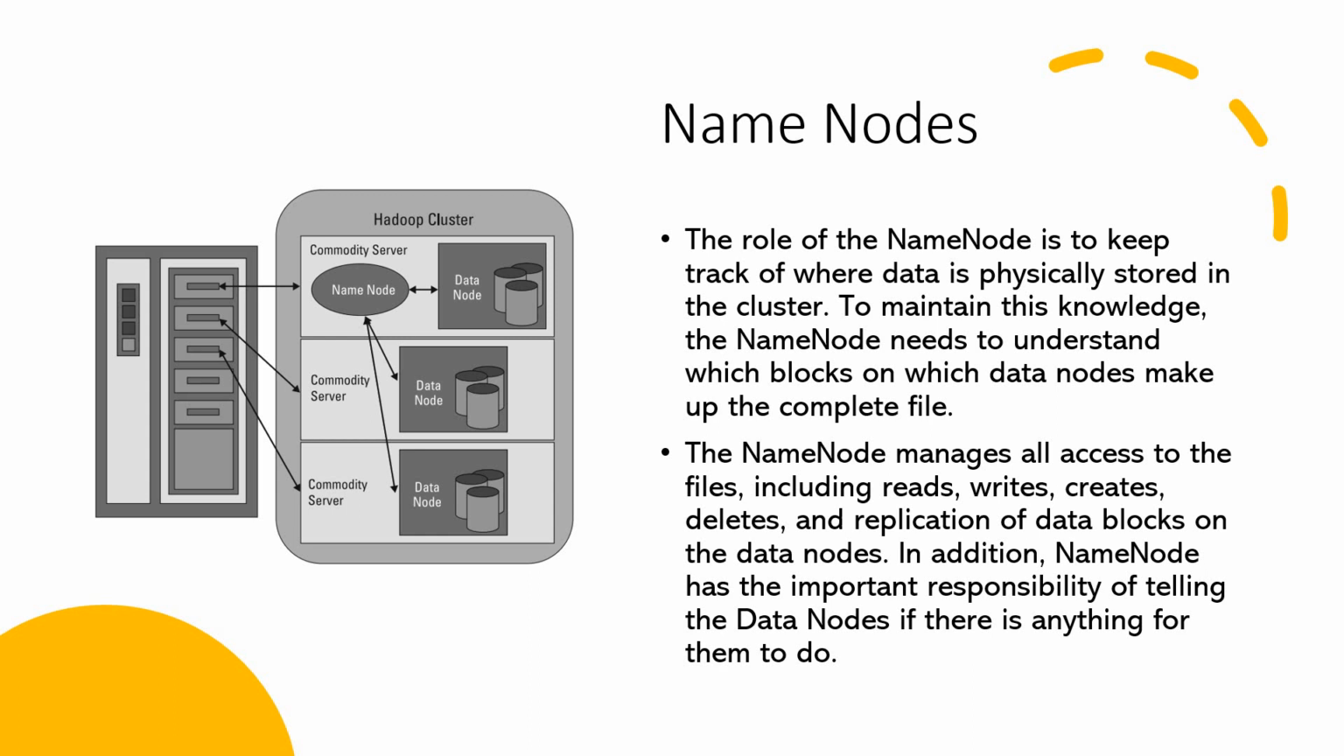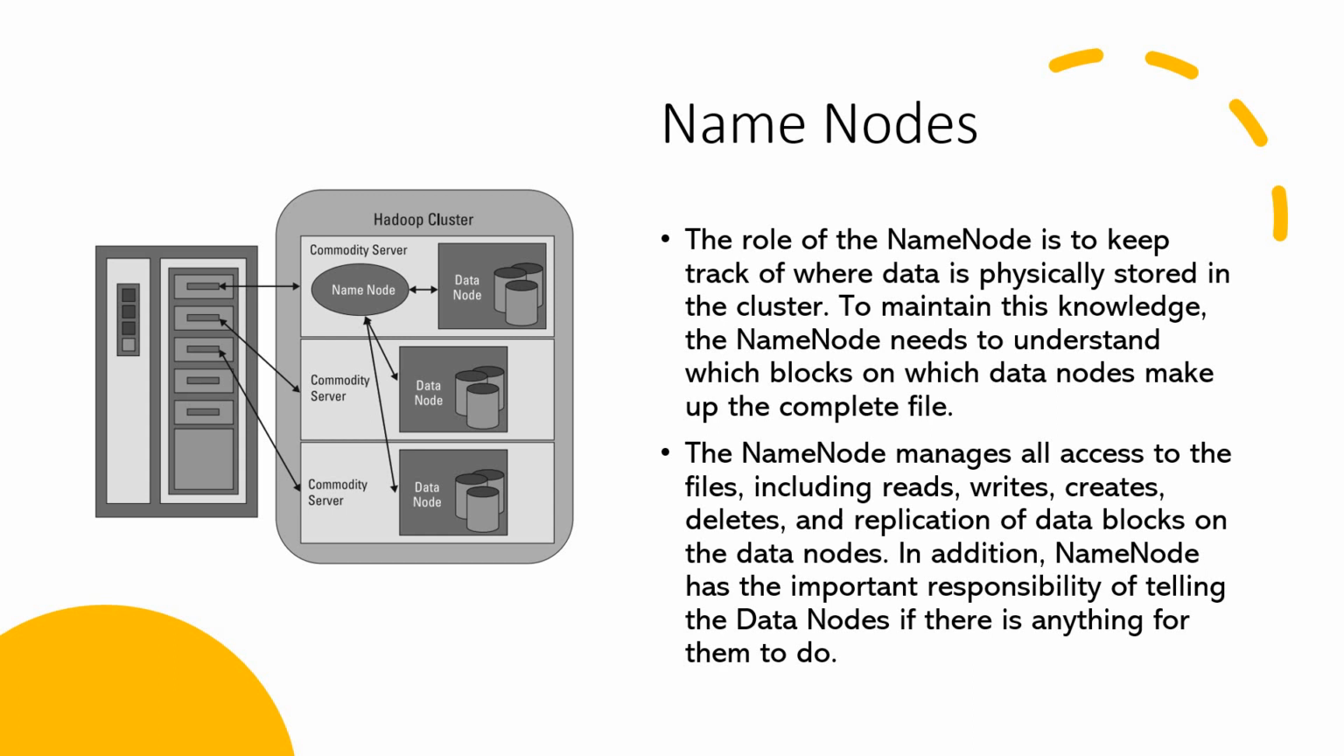To maintain this, the name node needs to understand which blocks on data nodes make up the complete file. That's a very important aspect. The name node also manages all access to the files, which includes read, write, create, deletion, and replication of data blocks on the data nodes. This is a very important feature that the name node brings to the table.